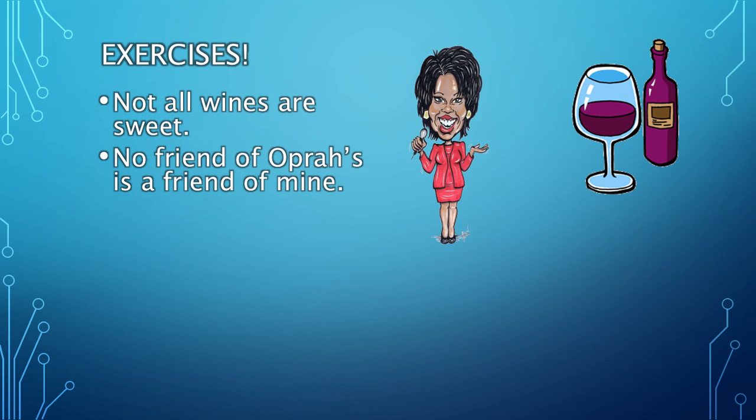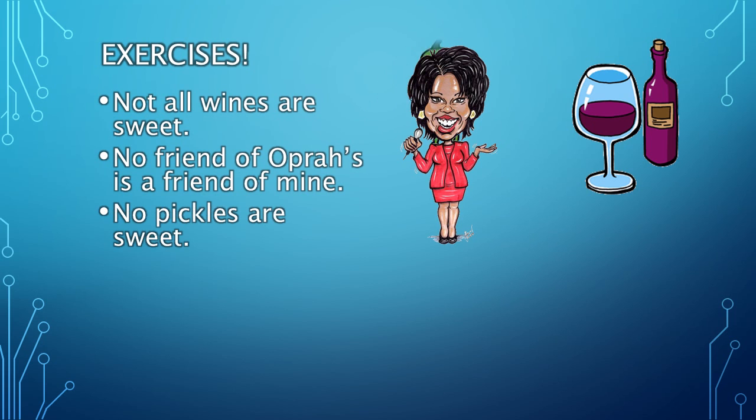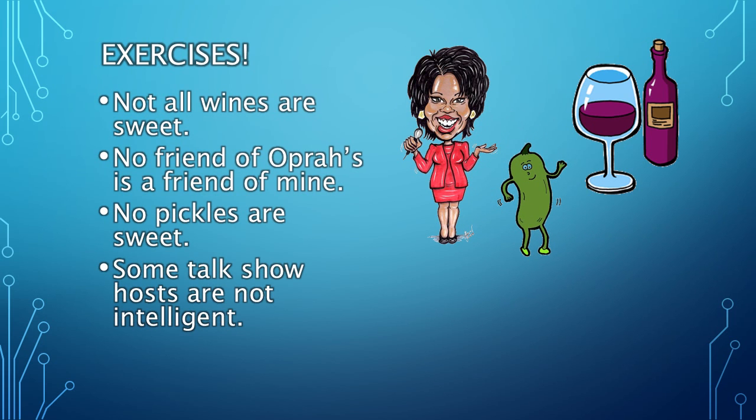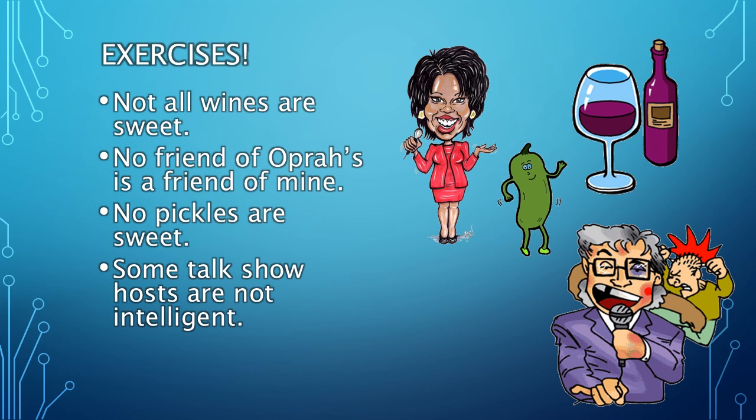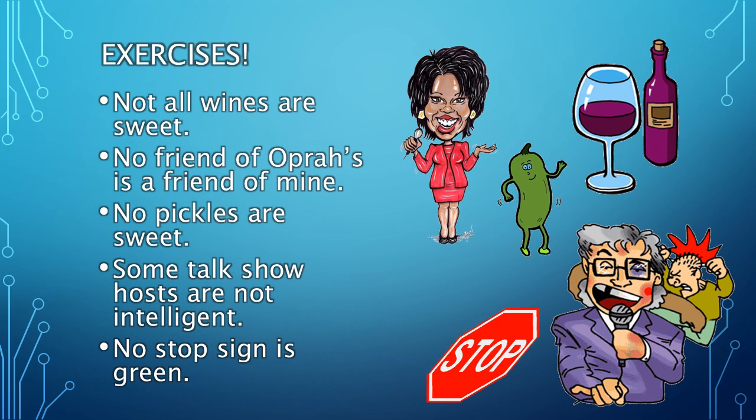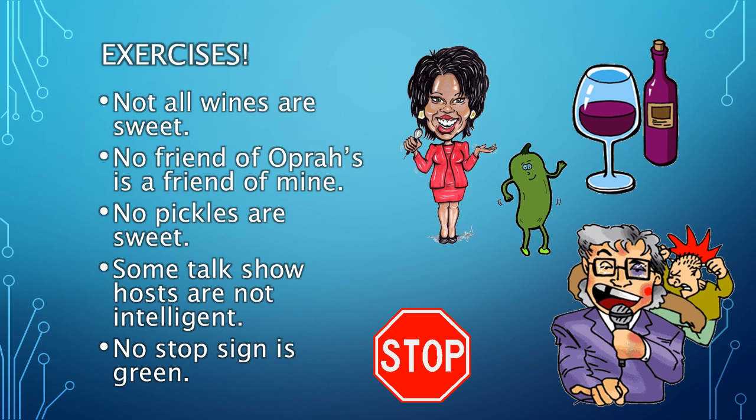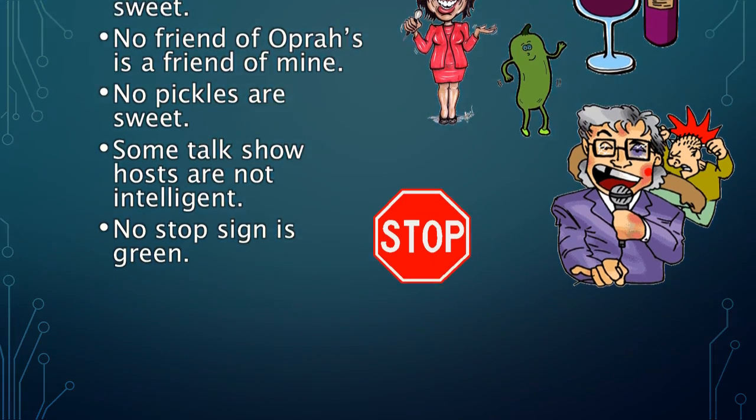How about no friend of Oprah's is a friend of mine? No pickles are sweet. Some talk show hosts are not intelligent. True enough. And no stop sign is green. Work these the same way that you did the last set of exercises, and you'll get plenty of experience with obversion, contraposition, and conversion.